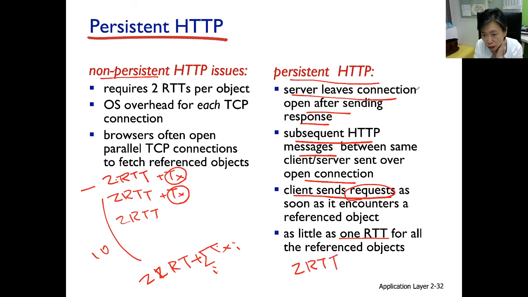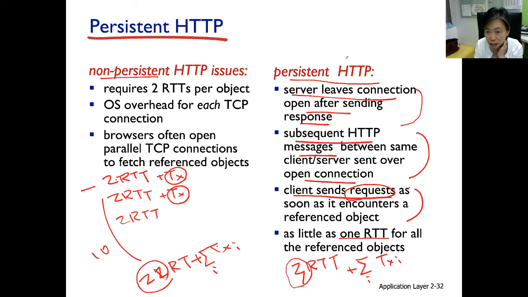First is to establish the connection. Second is to download the first object. Okay. Third is to download all the rest of the 10 objects. So it should be 3 round trip times plus the transmission time required to send all these objects. So 22 versus 3. Big win over here, right? Yeah. So this is in HTTP version 1.1, the most up-to-date version.